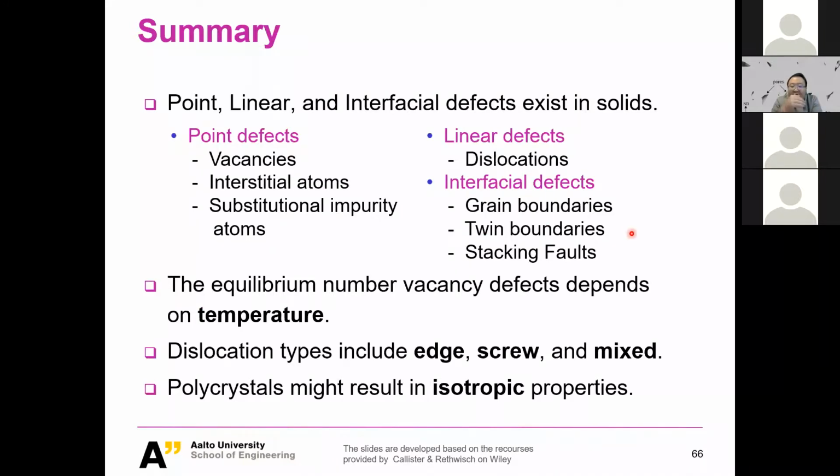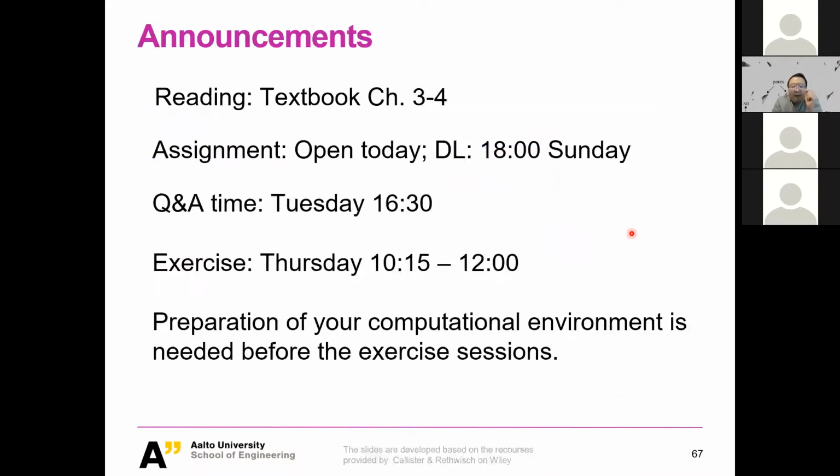And for the line defects, we have different types of dislocations, and these defects are decisive for many mechanical properties. All right, the final announcements would be the corresponding chapters for the second part of our lecture are chapter 3 and 4, and also a few reminders for the deadlines about assignment, Q&A time, exercise time. All right, try to be there.